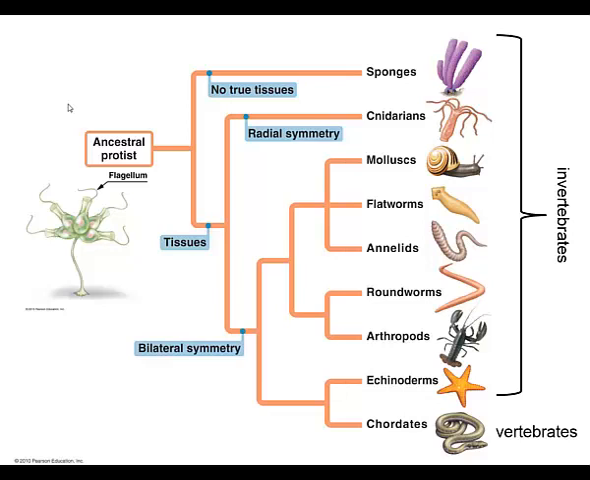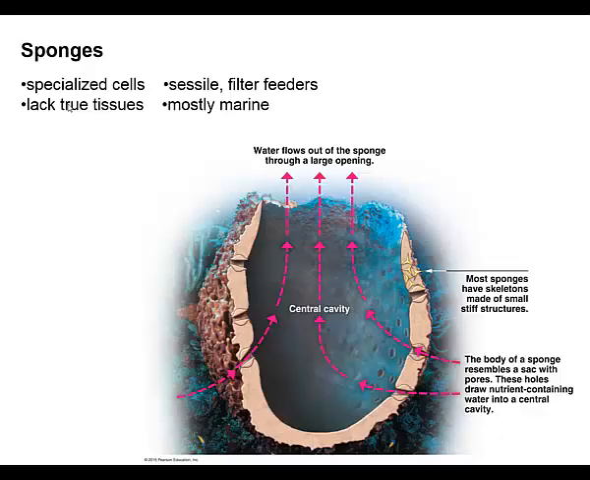And then within the bilateral groups of organisms, we're going to see some other key characteristics as we move through the different phyla of Kingdom Animalia. So, sponges. They lack specialized cells. Remember, they have no true tissues. They are sessile filter feeders. They are mostly marine. And you do have a few freshwater sponges, but for the vast majority of the species, they are found in marine environments.